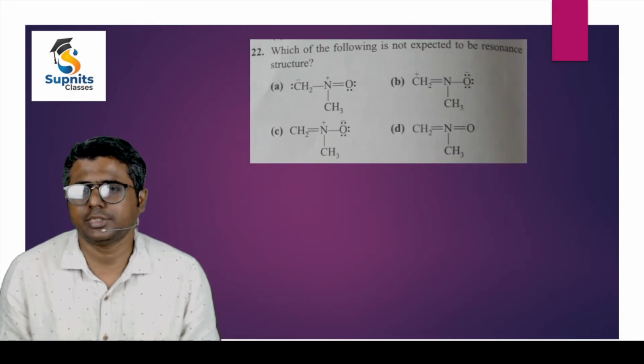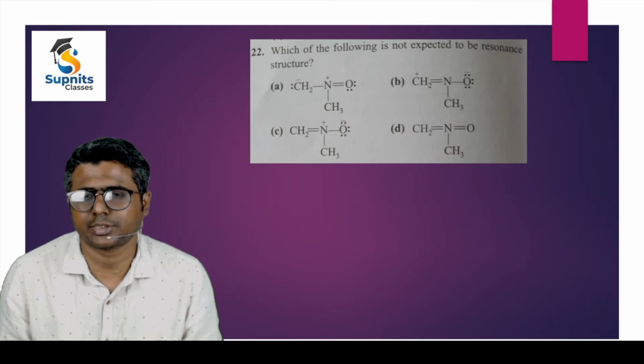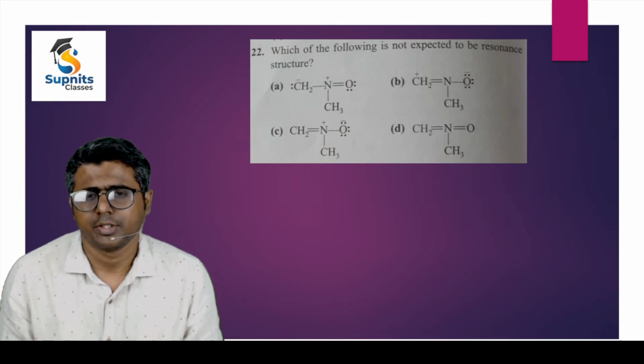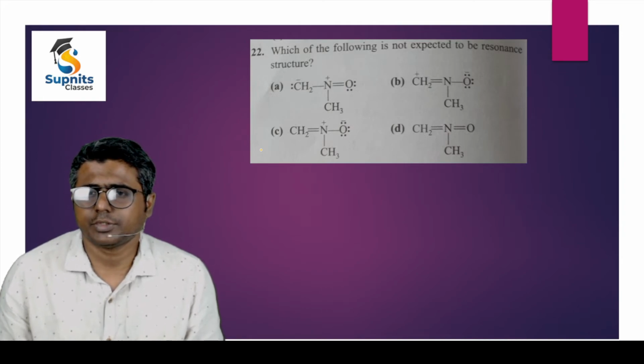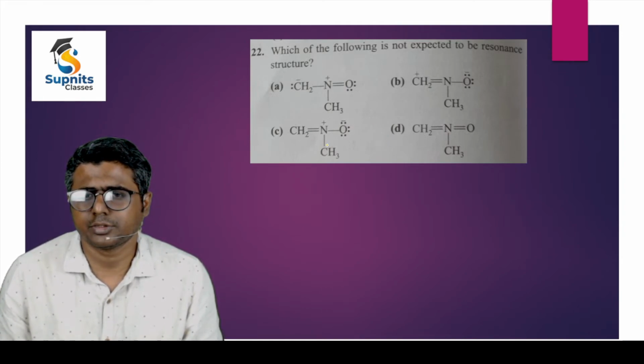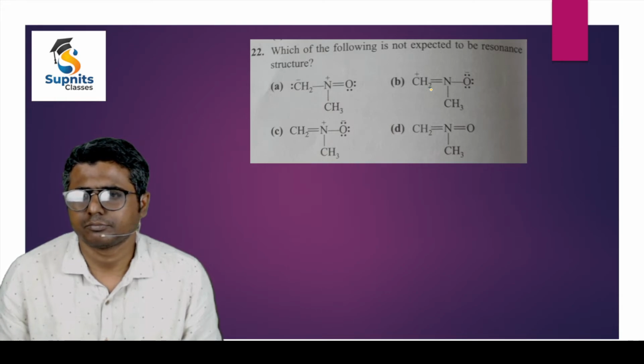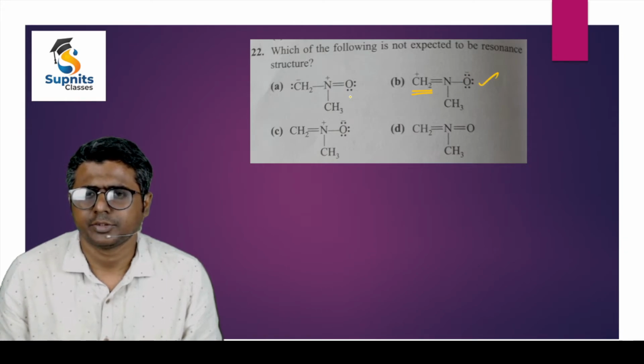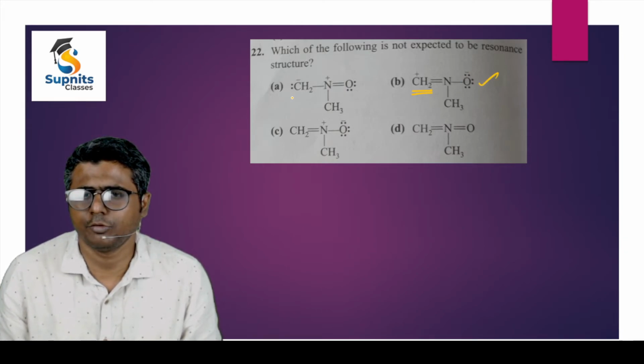Which of the following is not expected to be a resonating structure? Another very good question. So how am I going to find this out? First of all, one by one I have to take care of this. The number of bonds differs in all of these. Here a formal charge is there. Here there is a negative charge. This is correct. You have to count the number of lone pairs: 1, 2, 3. Okay, 1, 2, 3, correct.